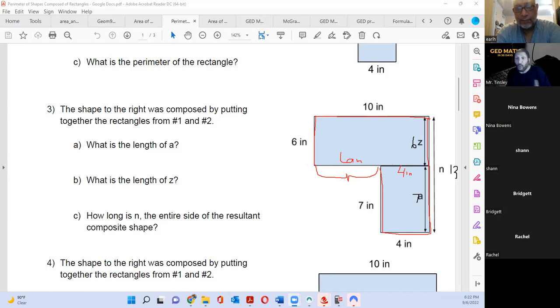Okay, so what if we wanted to find the area of this same shape, the composite area? So if we look at it, call this rectangle 1, call this rectangle 2.